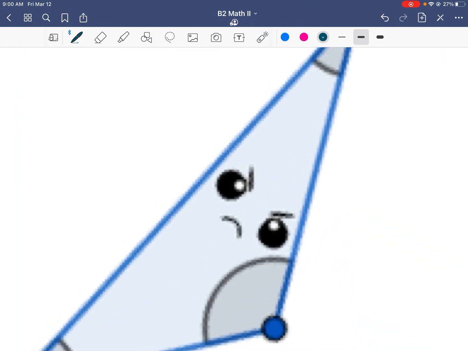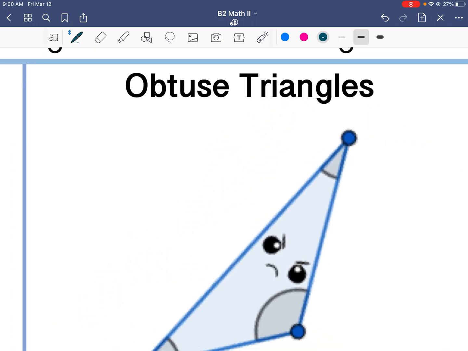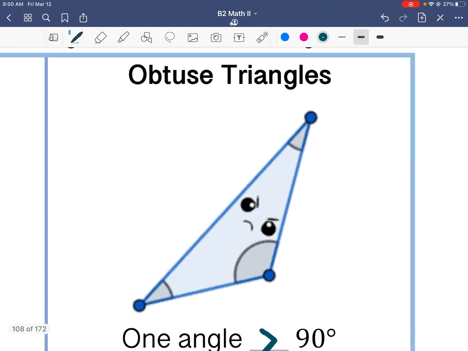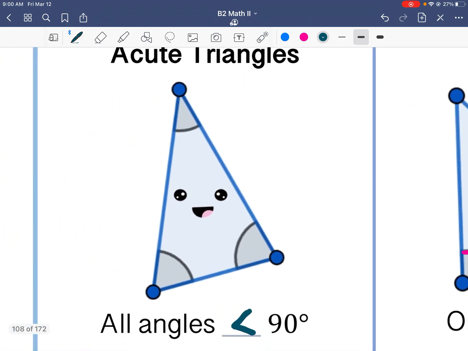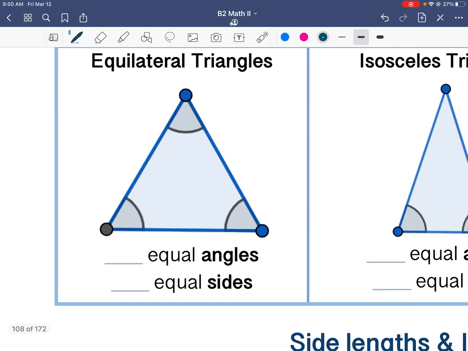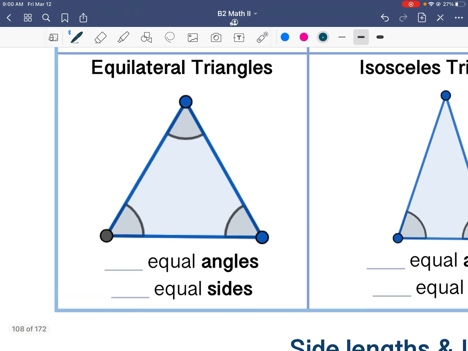All of these words are words that we use in normal English, which is why the faces are like this. Obtuse people are like just kind of angry all the time. Anyway, it's fun stuff.